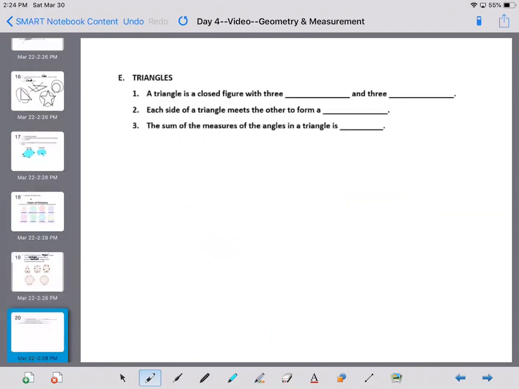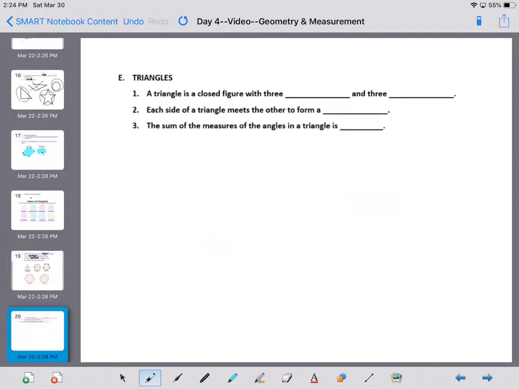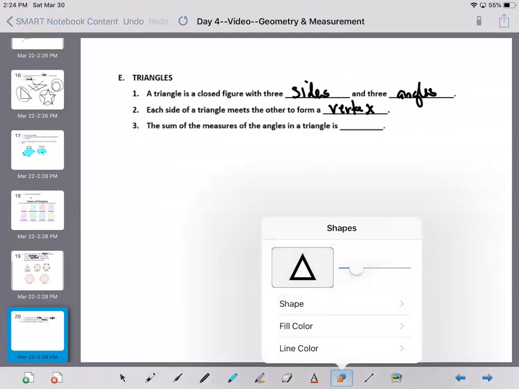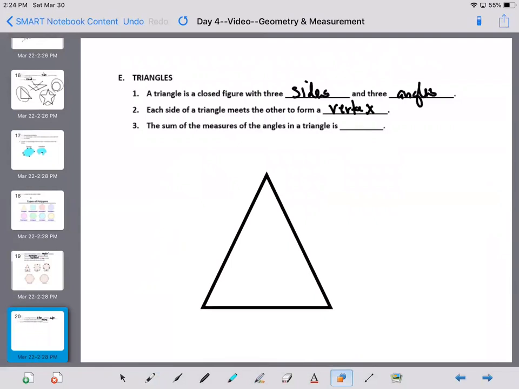When you're looking at triangles, a triangle is a closed figure, and it's going to have 3 sides and 3 angles. And each side of the triangle meets the other to form a vertex. And then when we're thinking about a triangle, the sum of the measures, so we're talking about this angle and this angle and this angle, they should all add up to be 180 degrees.